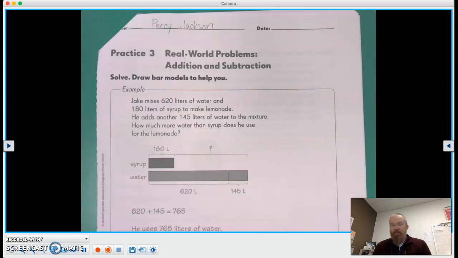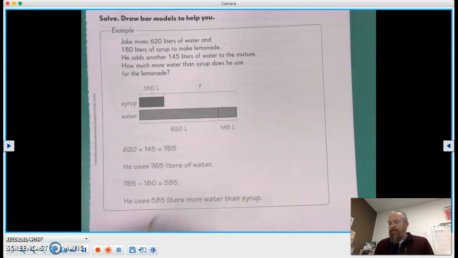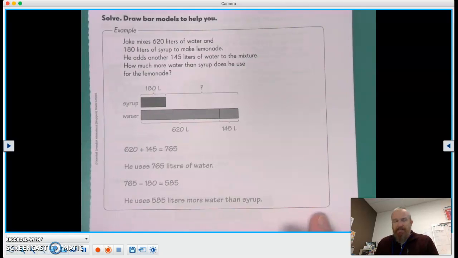All right, boys and girls, here we are, chapter 5. We're working on those real world problems, addition and subtraction, with some bar modeling going on. So let's begin here. The example here, as you'll see, is all done for you. But let's go over how they did it so we can get an understanding before we do our own, okay?